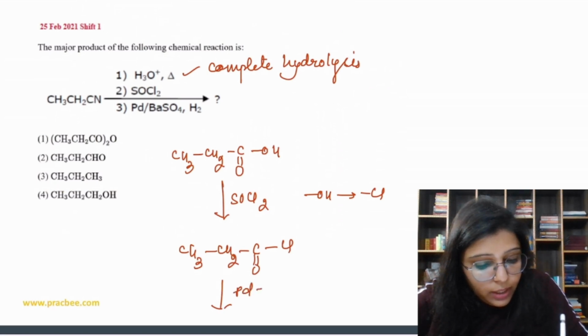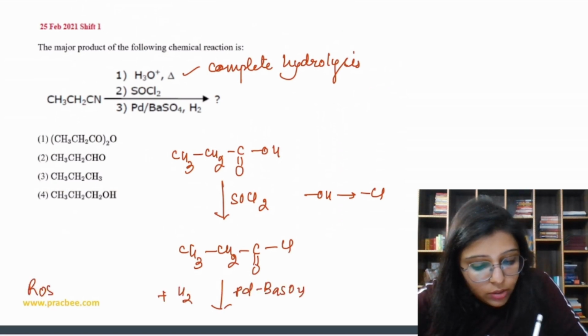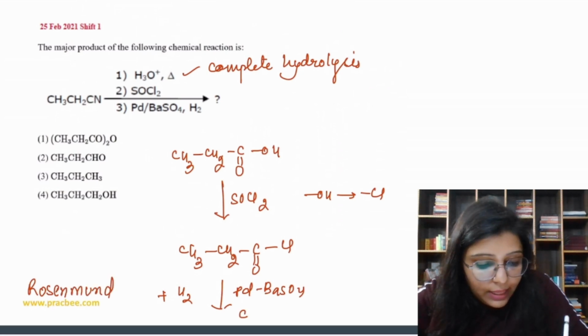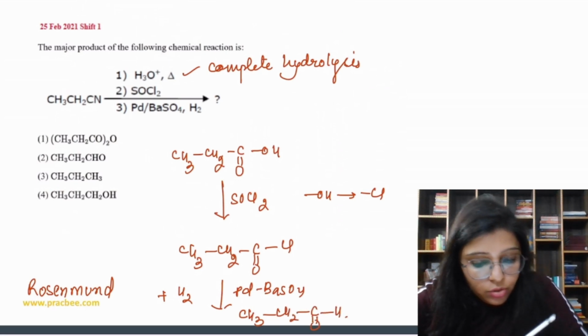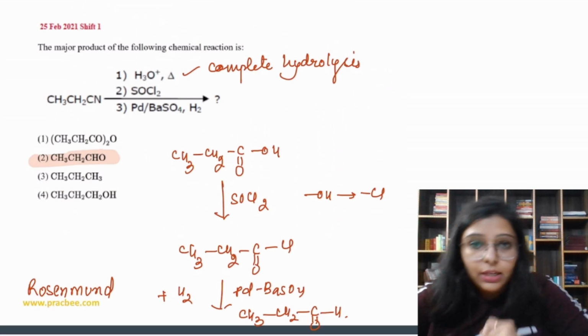Then Pd, BaSO4 and H2. So this is Rosenmund reduction, right? From acid chloride we get aldehyde, CH3CH2C=O H. So option 2 is the correct answer.